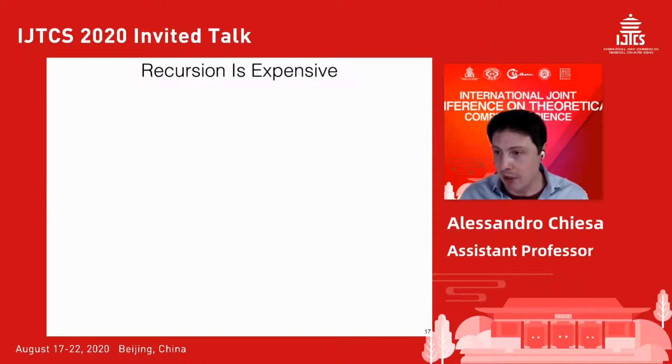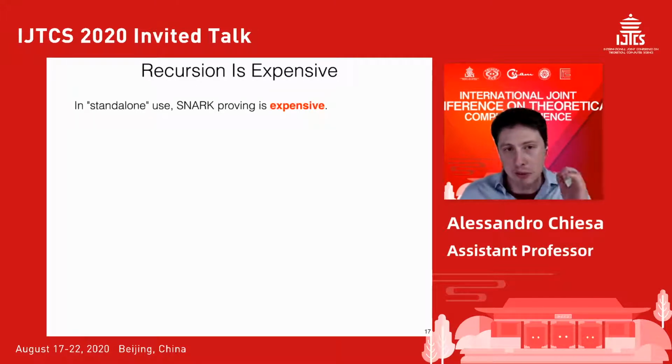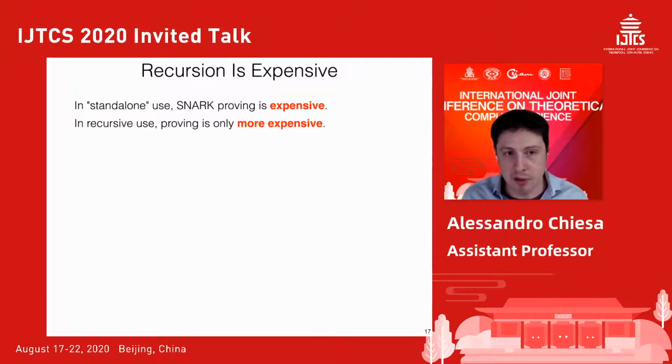So I want to explain why recursion is expensive. So first, even in standalone use, in case you've ever worked with snarks, snarks are rather heavyweight primitives. I mean, cryptography is already expensive on its own, but then even within cryptography, there are some things that are quite expensive. And snarks are the type of primitive that make snark verification or snark proofs very small, but the snark prover works very hard to give you these nice properties. Now, in recursive use, proving is only more expensive. Now, this sounds vague, but there are actually very concrete reasons for why that's the case.